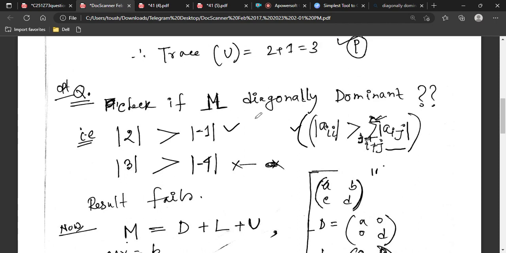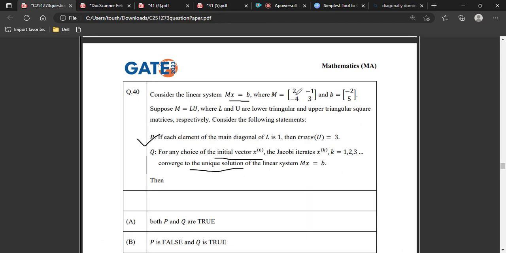So let's check here whether this matrix M is diagonally dominant or not. See, for the matrix M, the diagonal elements are 2 and 3. So mod of 2 is greater than mod of minus 1, right?